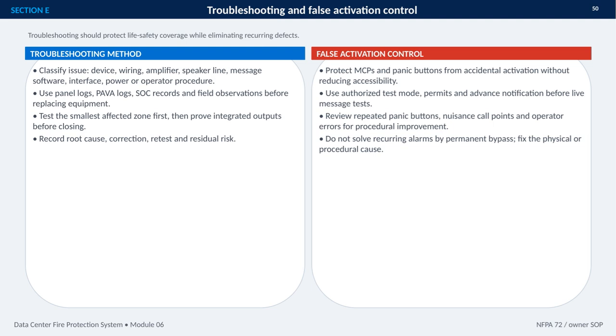False activation control requires equal care. Manual call points and panic buttons need protection from accidental operation, but they must remain accessible. Live message tests require authorized test mode, permits, and advance notification. Repeated activations and operator errors should lead to procedural improvements. A permanent bypass is never a substitute for fixing the physical or procedural cause. All actions should align with NFPA 72 and the owner's standard operating procedures.